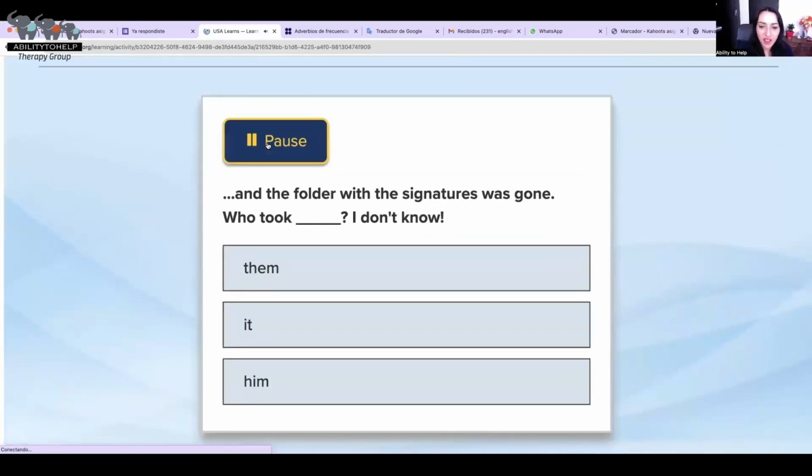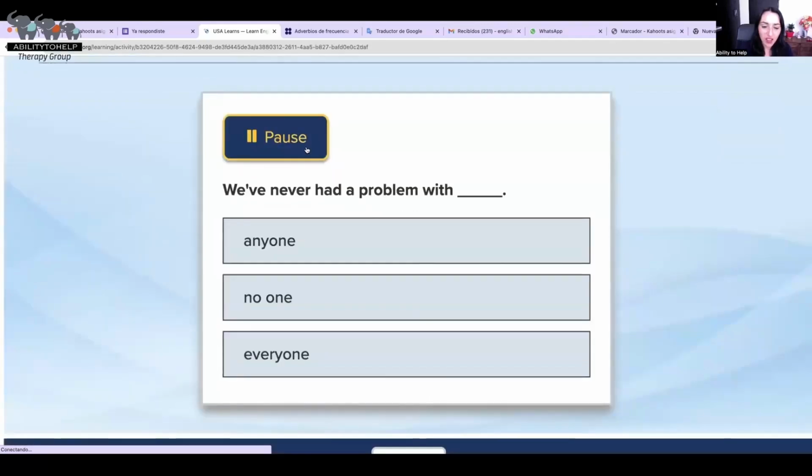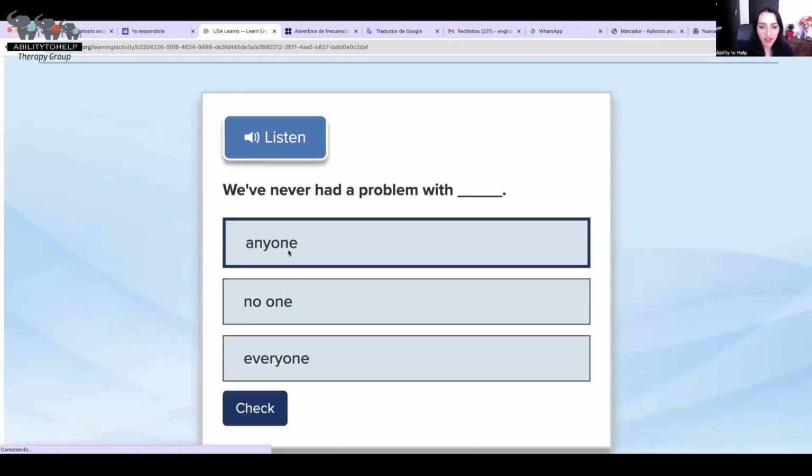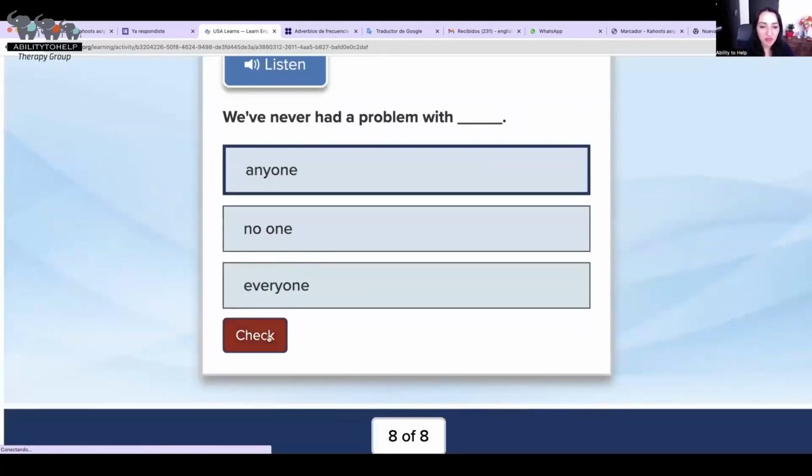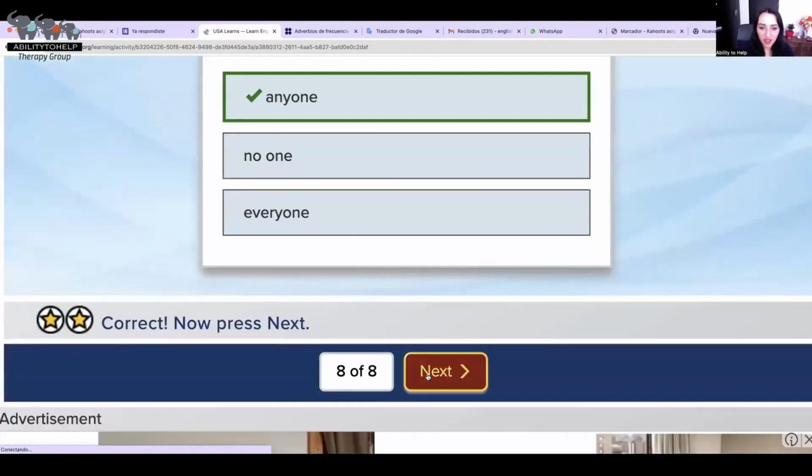And the folder with the signatures was gone. Who took it? I don't know! Took it. We've never had a problem with anyone. With anyone. So we've never had a problem with anyone.